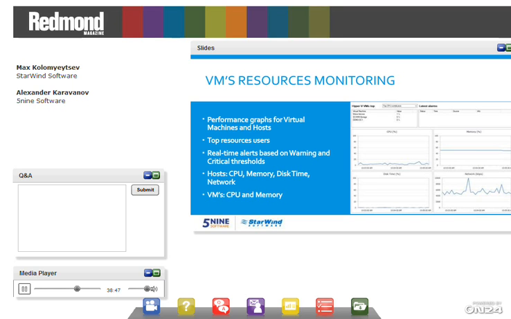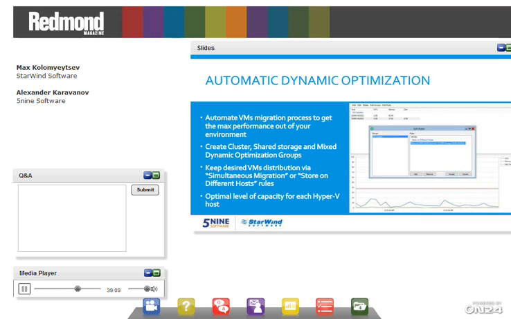As you do this, you realize that optimizing performance is super important. So what we created to make your life even easier is a way to perform optimization in an automatic manner. And we call it automatic dynamic optimization. That's available within Virtual Machine Manager. That's something that allows you to perform automatic virtual machine migrations according to resources usage within your infrastructure.